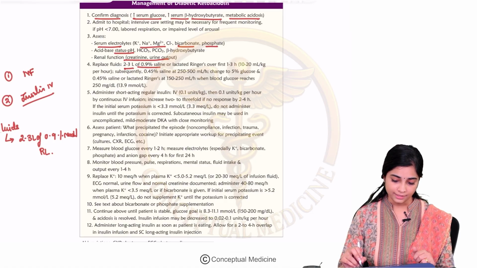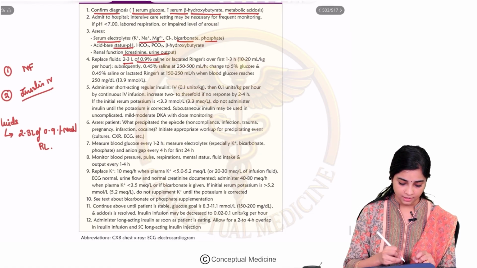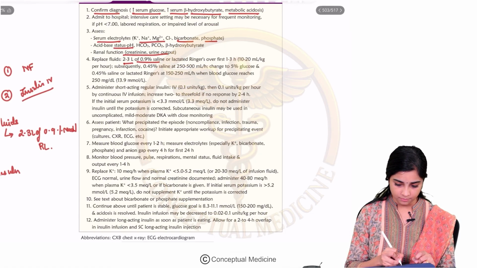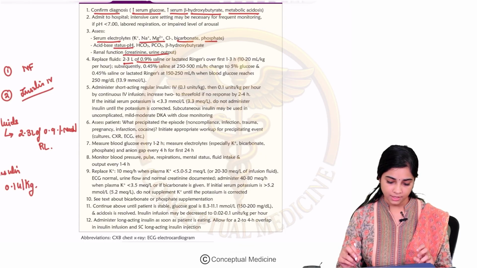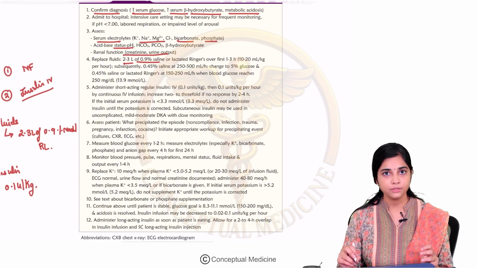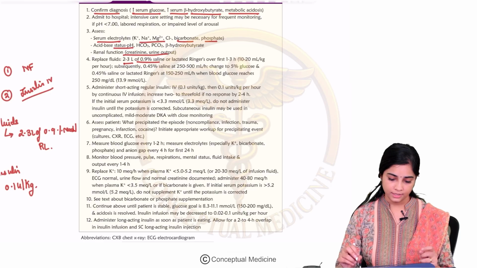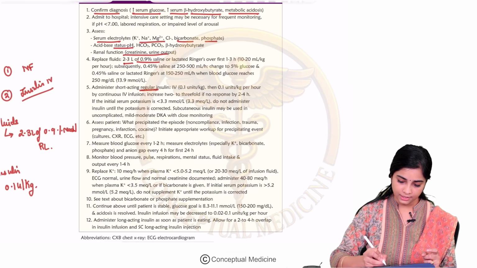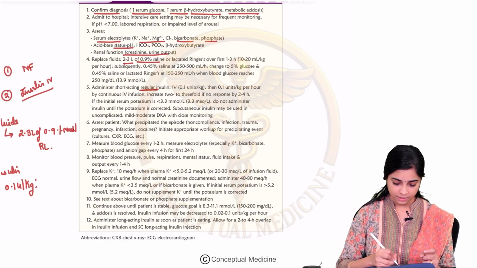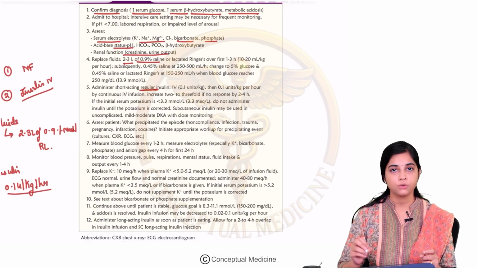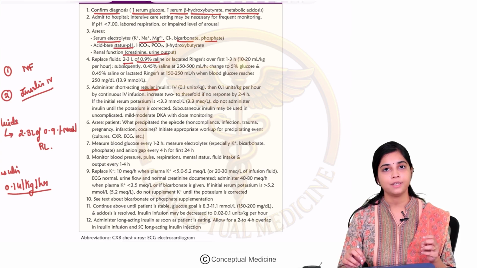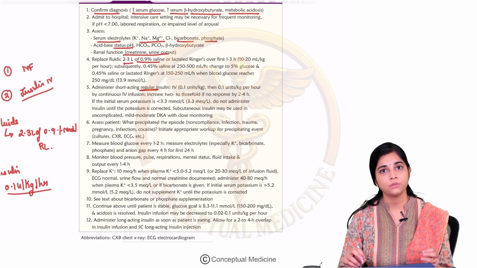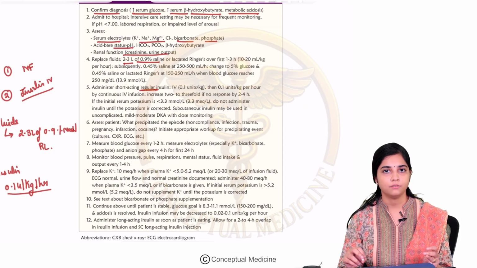Insulin is given IV, and the dose of insulin will be 0.1 units per kg. And what insulin do you give? You usually give your regular insulin. So 0.1 units per kg per hour is the dose at which you give your insulin infusion.